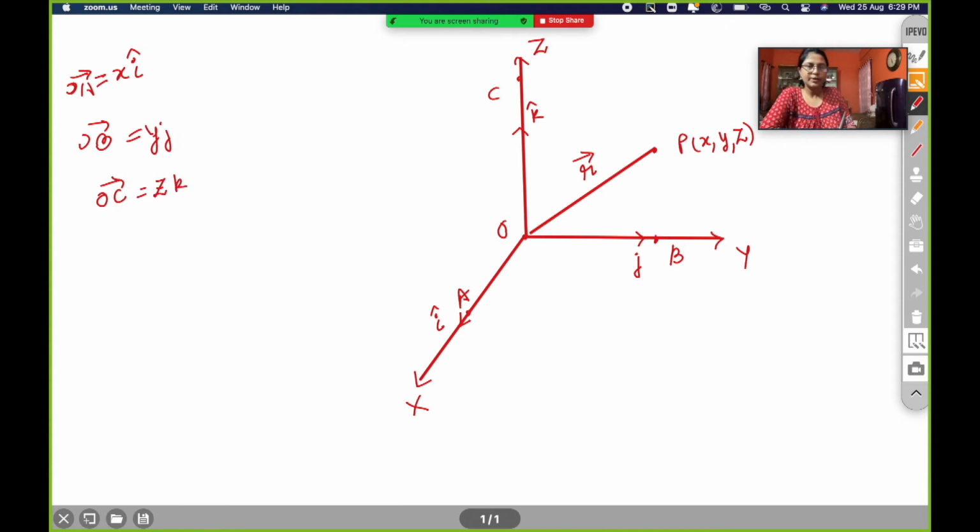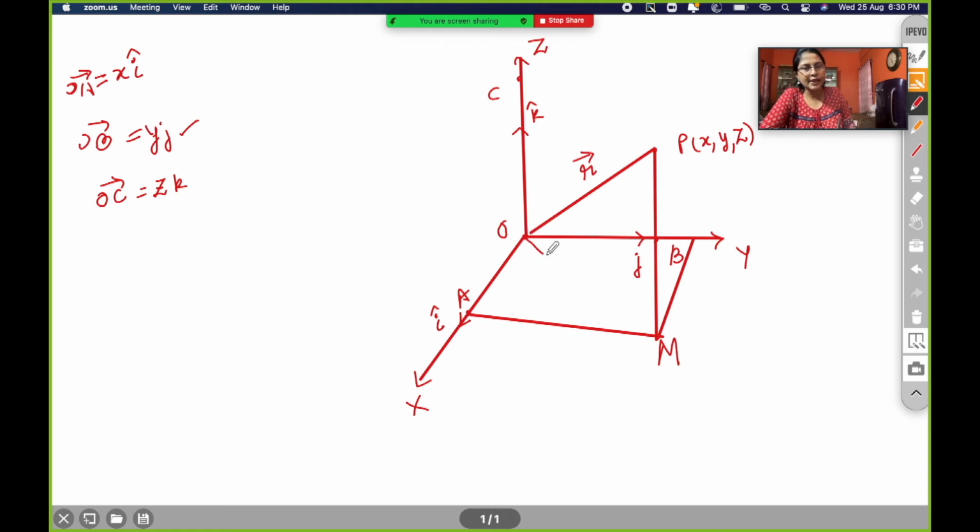Now let me drop a perpendicular from P to the XY plane so that I can identify the distance of P from all the three axes. Here we have the point M, and PM is the perpendicular dropped on the XY plane. So AM will be equal to OB, and OB I have written here as yj. So vector AM will be equal to yj.